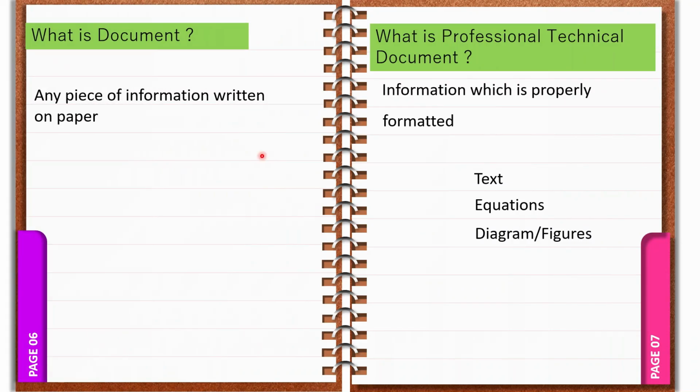So what is a document and what is a professional document? Any piece of information you write on paper itself is a document. But when that information is written properly in a formatted manner, that is called a professional document. That professional document consists of running text, equations, diagrams, and tables which are aligned properly at the designated places.